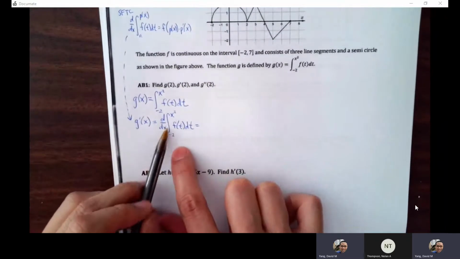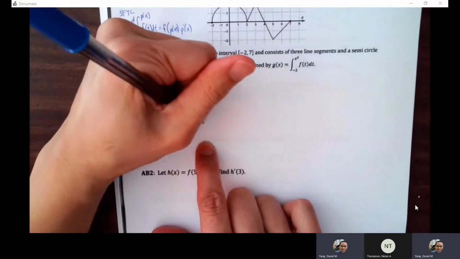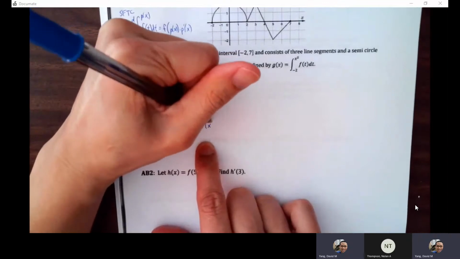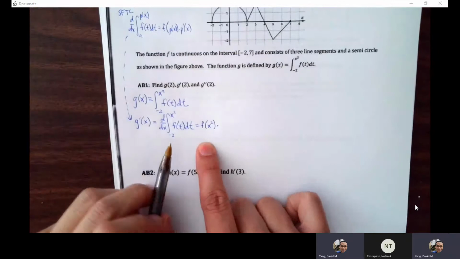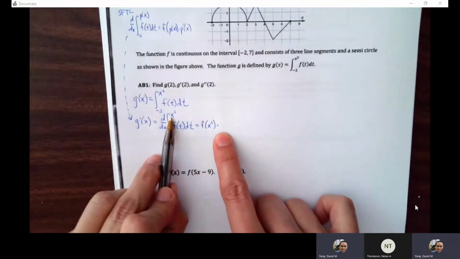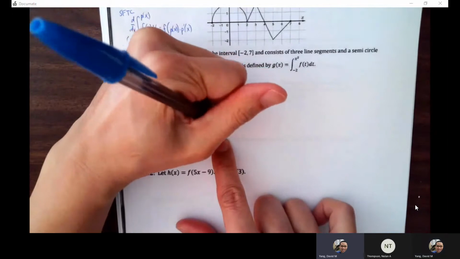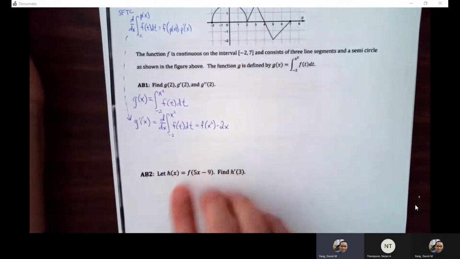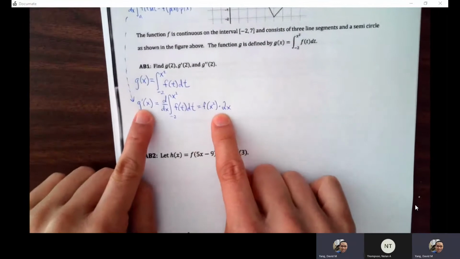These 2 operations cancel each other out. The upper bound gets inserted in for t, so I get f of x squared times the upper bound's derivative, which is 2x. Okay, does that make sense here?